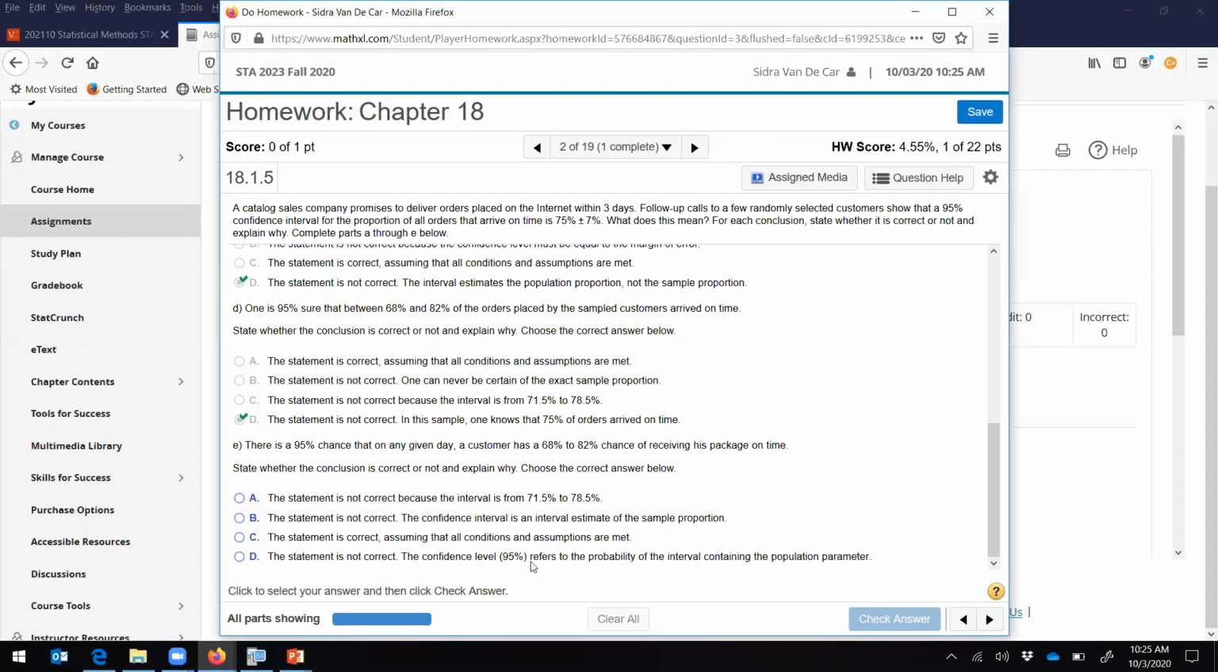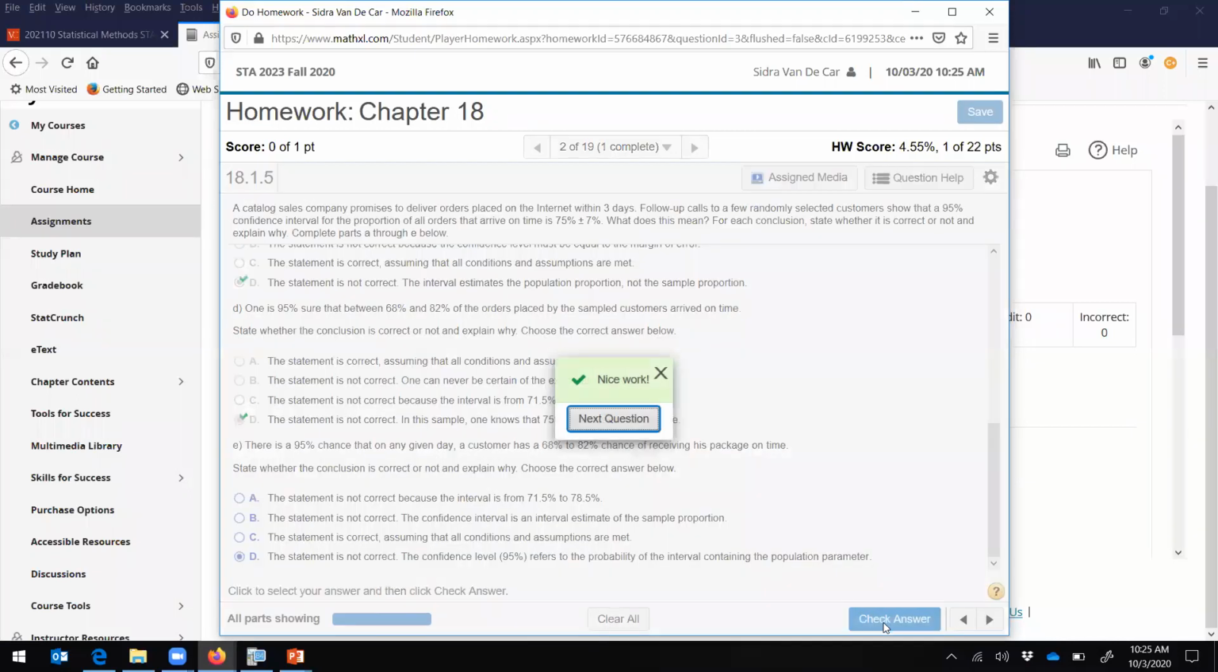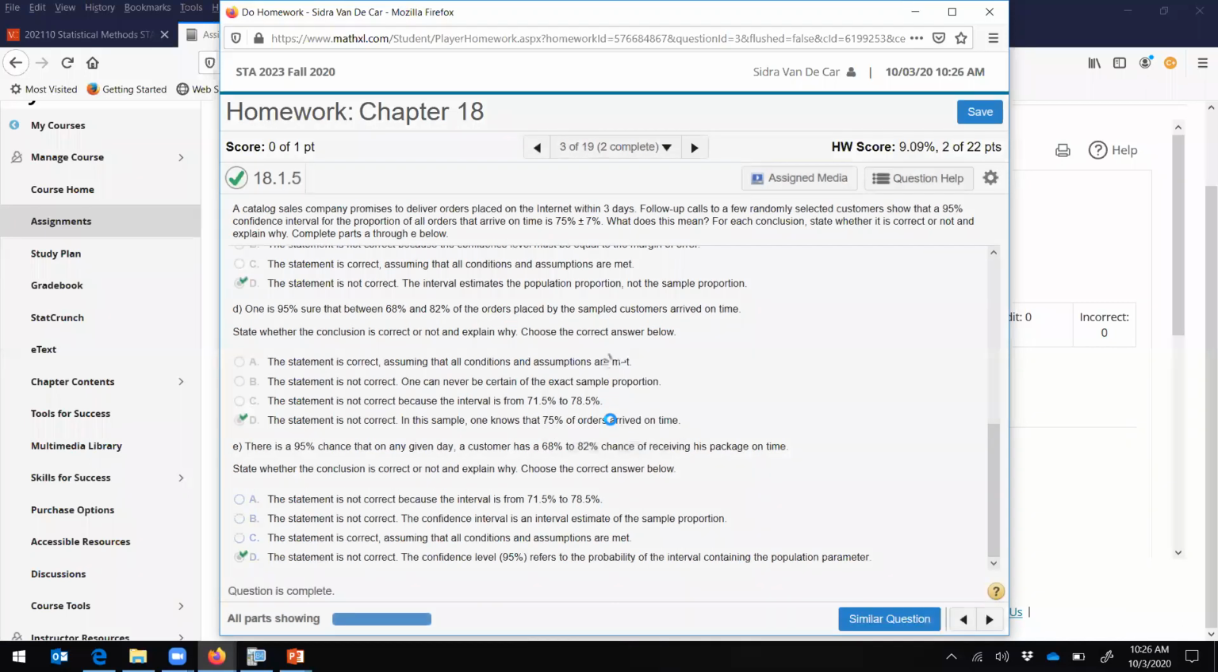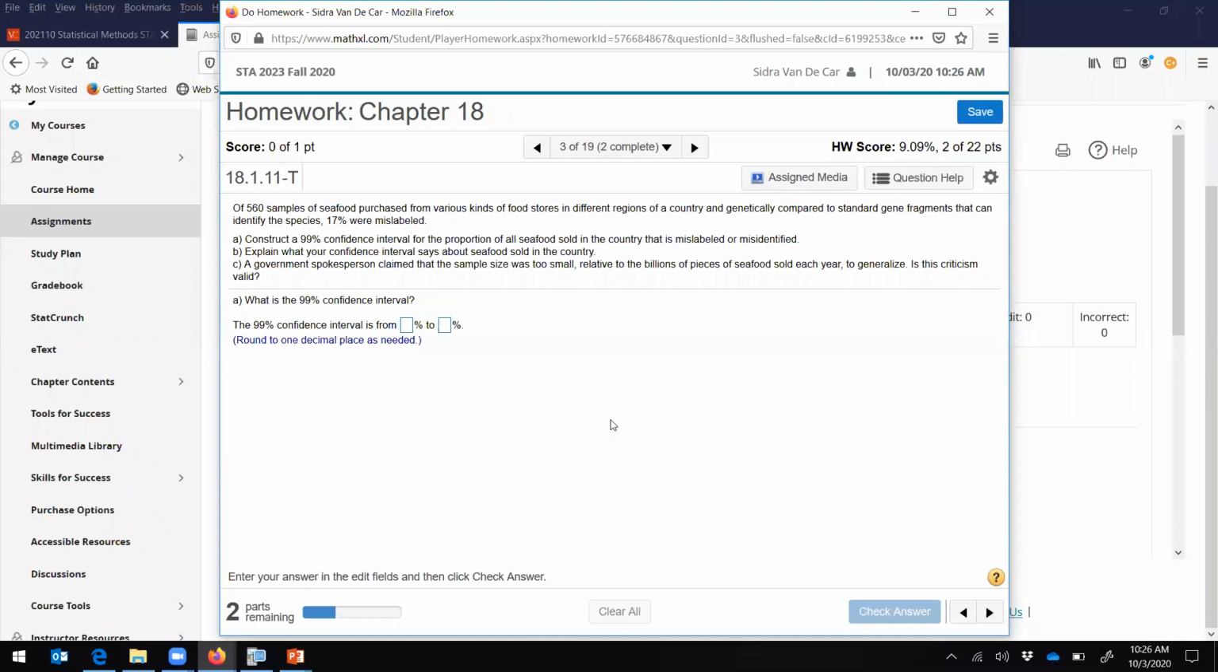The confidence level refers to the probability of the interval containing the population parameter. It is not about what's going to happen on a given day, right? It's saying that overall our population parameter, the number of packages delivered on time, we're 95% confident that that 68 to 82 actually captures it.